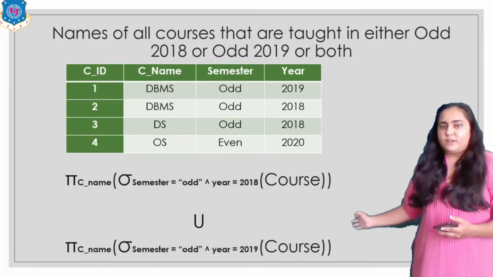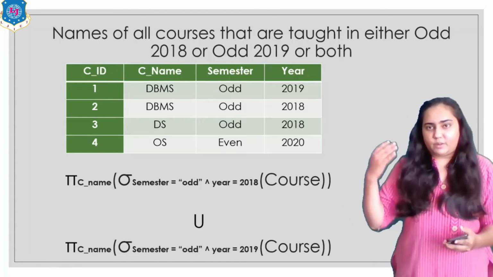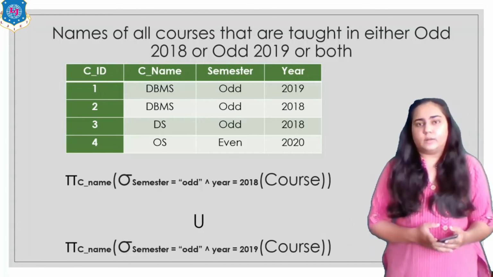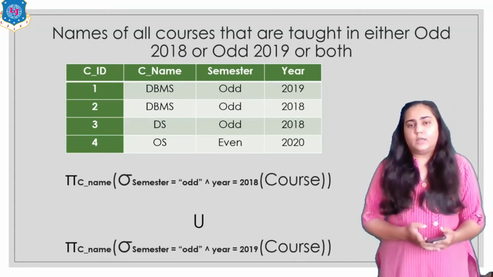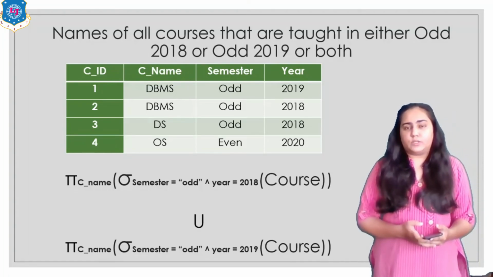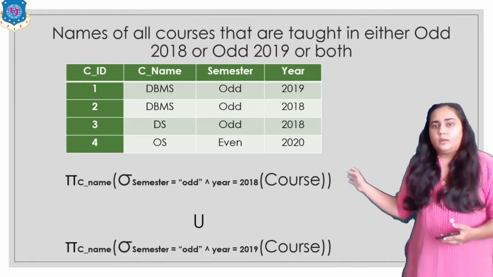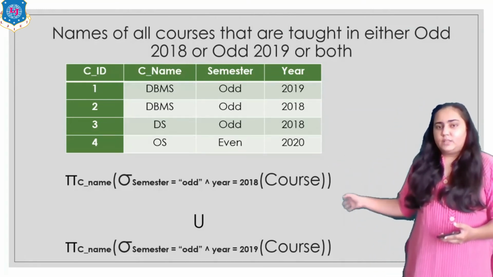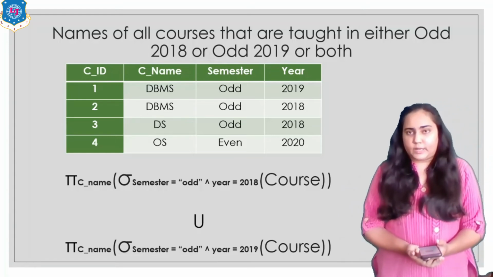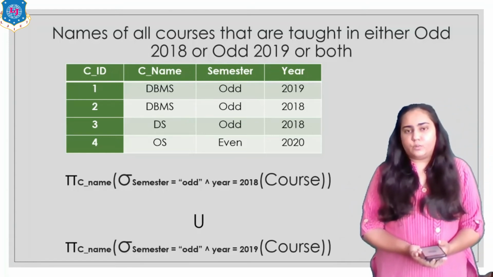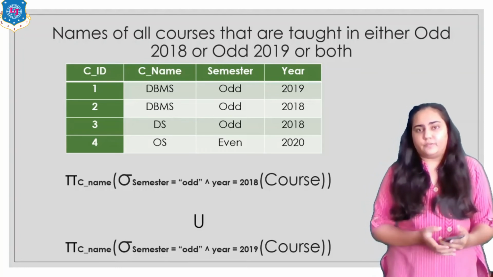Now notice the query that's right here below. It is the same as the query above. The only difference is the year has been changed from 2018 to 2019 to fetch courses taught in the ODD semester of 2019. And then between these two queries, there is a union operation which has been applied. This union operation will fetch for me the combination of these two.